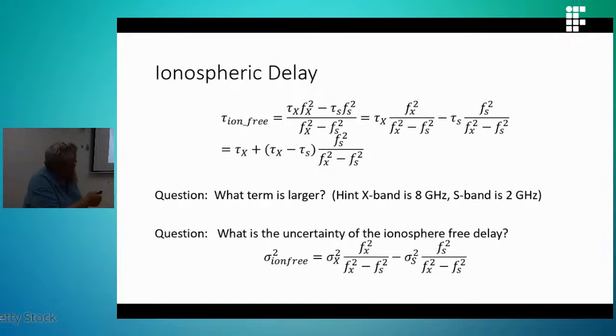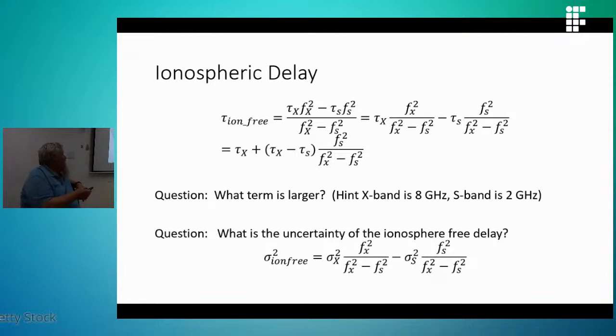So here, I'm going to call the true delay, this is the ionosphere delay. This is found by this particular combination. This doesn't have any ionosphere in it. And I can rewrite it in a couple of ways. I can rewrite it as a sum of the X-band delay and the S-band delay, or I can also write it in this way here. And in this way I have the X-band delay, and then I have some correction term there. So this is the ionosphere correction.